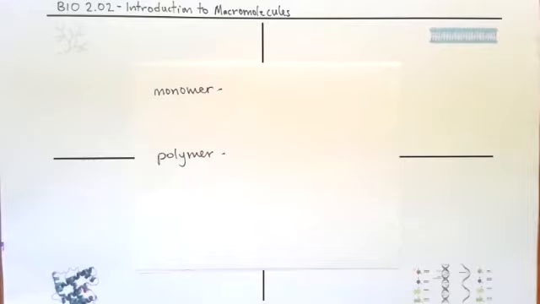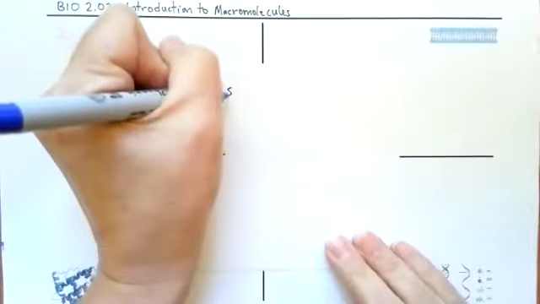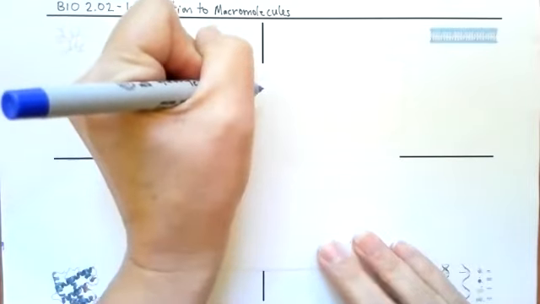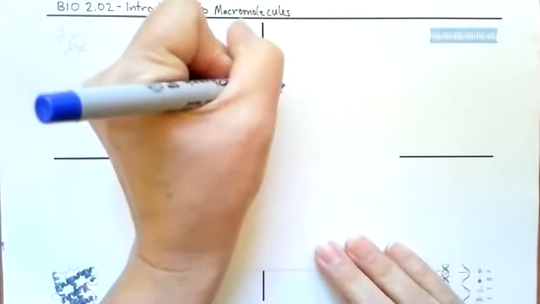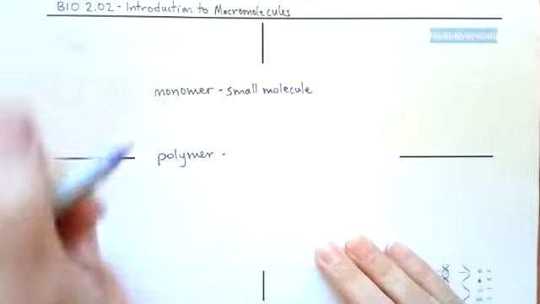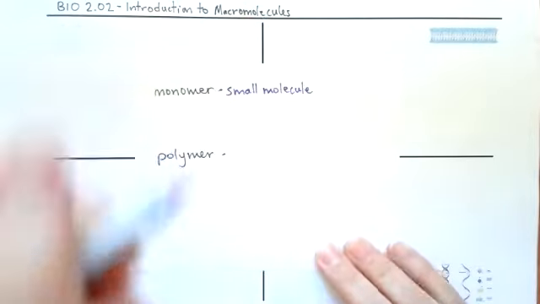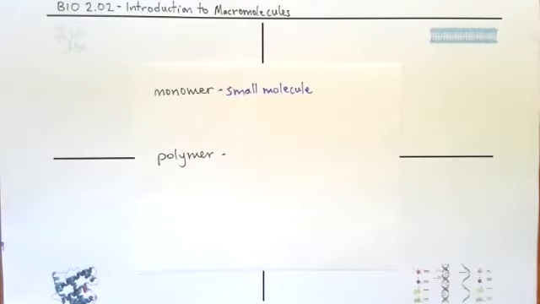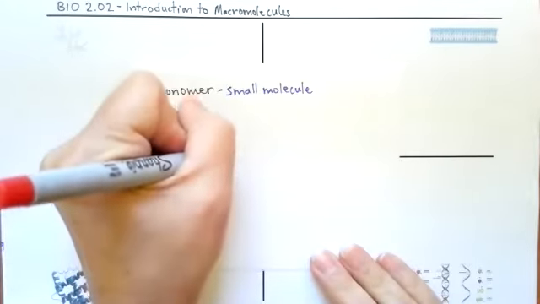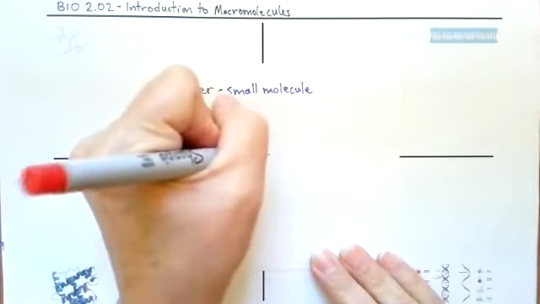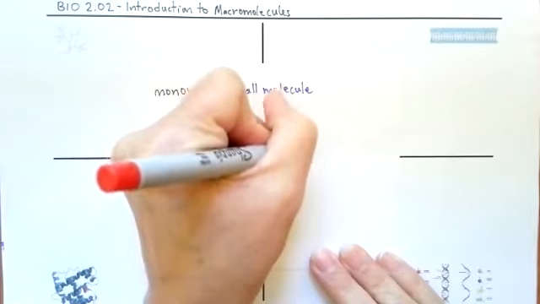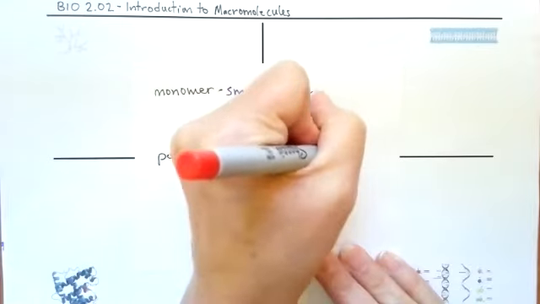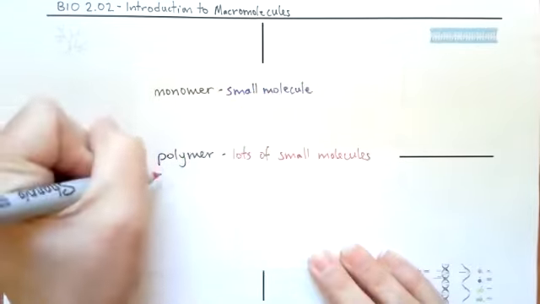A monomer is a small molecule, in our case, and a polymer is, and these are just very basic definitions, lots of small molecules hooked together.